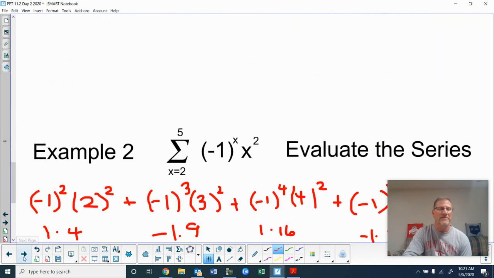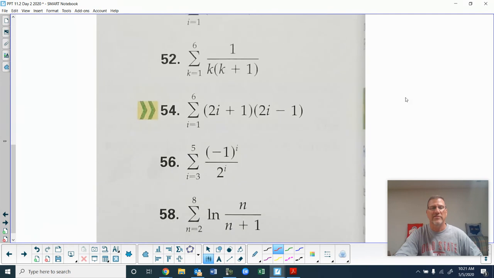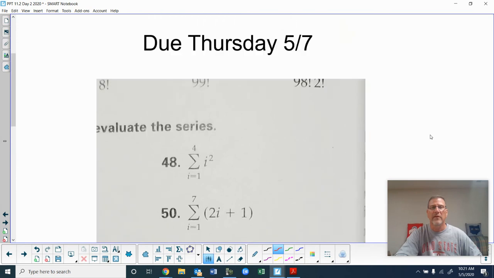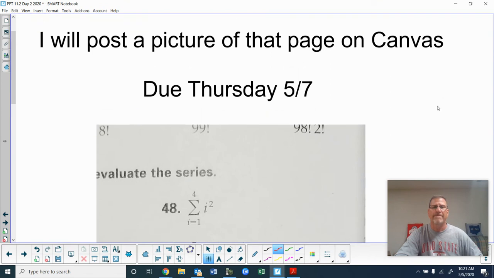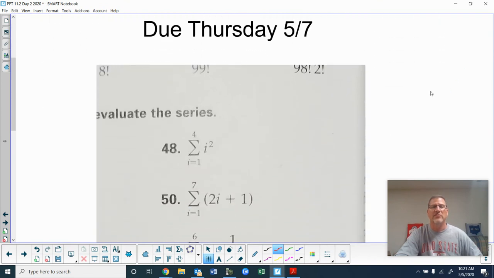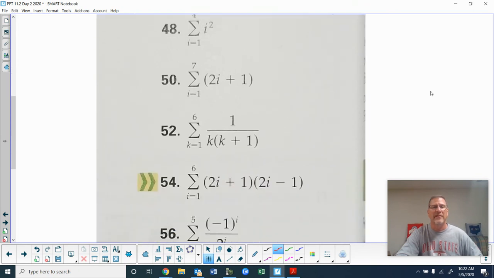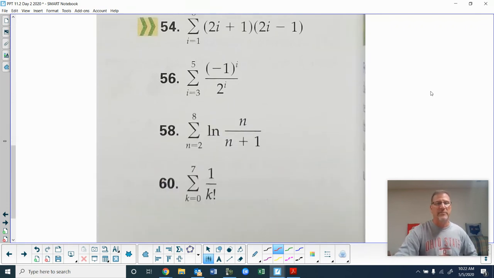Okay, your assignment is this next slide. It's page 936, numbers 48 to 60 even. You do not have to do number 58. I'll post a picture of that on Canvas. I also figured out how to get the picture of that page right here on this slide. Just hit extend page so you can see it. I guess I should leave it there, but it's due Thursday, tomorrow, the 7th. Okay. I guess you can't see it, it's so big. All right. So I'll post a picture of that on Canvas. It might be easier for you to see.